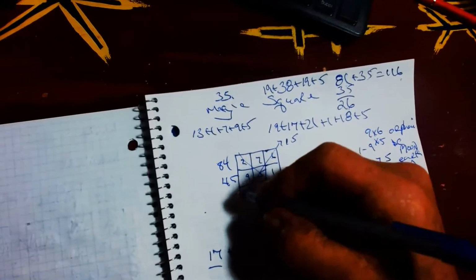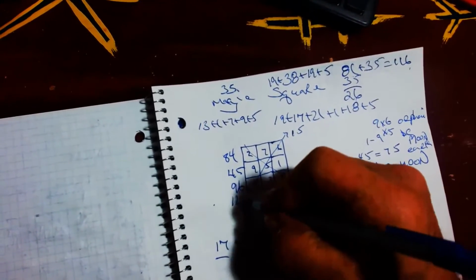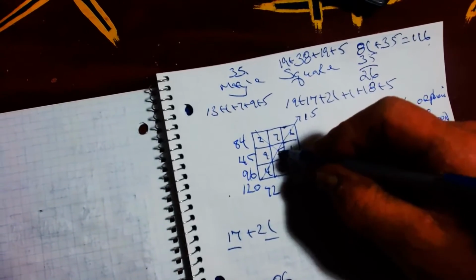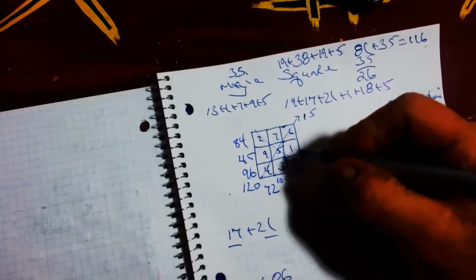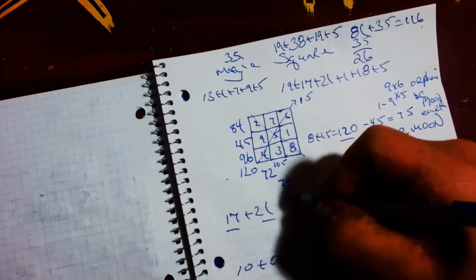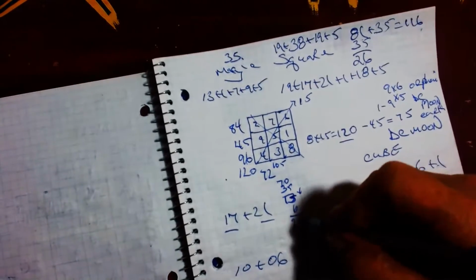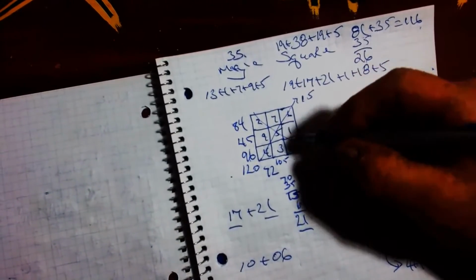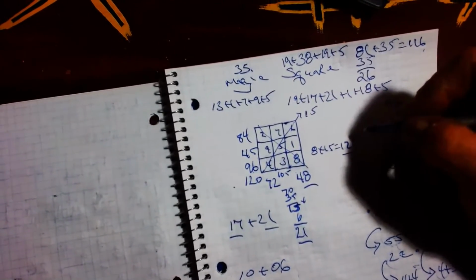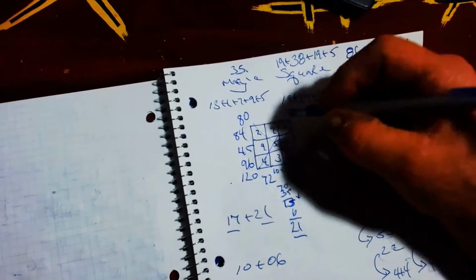8 by 3, 24 by 4, 96, 6 by 5, 30, 120, 18 times 4, 72, 7 by 5, 35, 105. Actually, I should do 70 and 35 equaling to 15, and then 0 equals to 6, 21, so we get the cube. 6 by 8 is 48. Okay, did I get all the corners? 8 by 5 is 40 by 2 is 80.